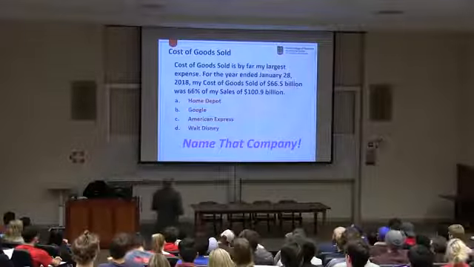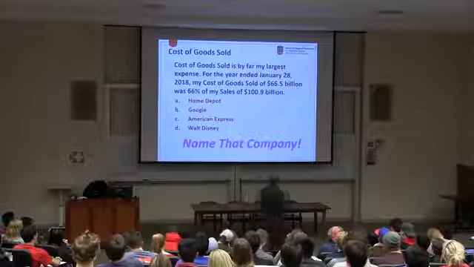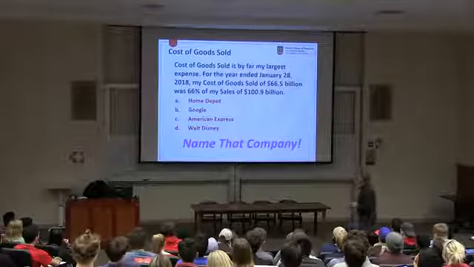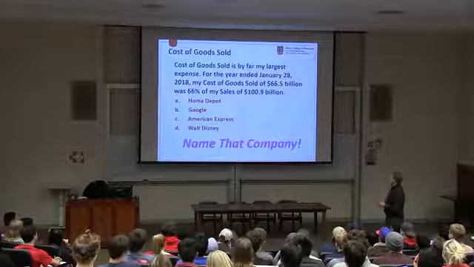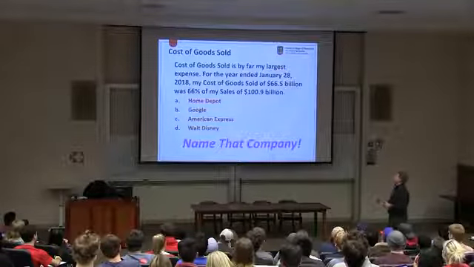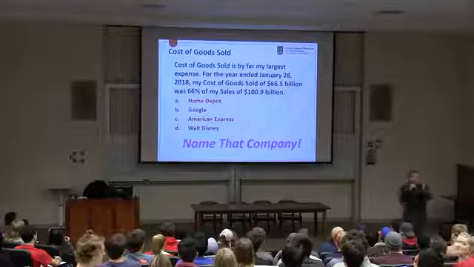Cost of goods sold. So cost of goods sold, this company says, is by far my largest expense. For the year ended January 28, 2018, my cost of goods sold of $66.5 billion was 66% of my sales of $100.9 billion. Am I Home Depot, Google, American Express, or Disney? Talk about it.